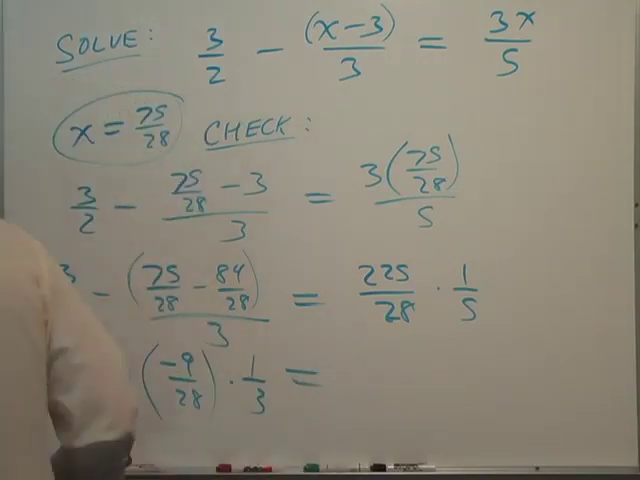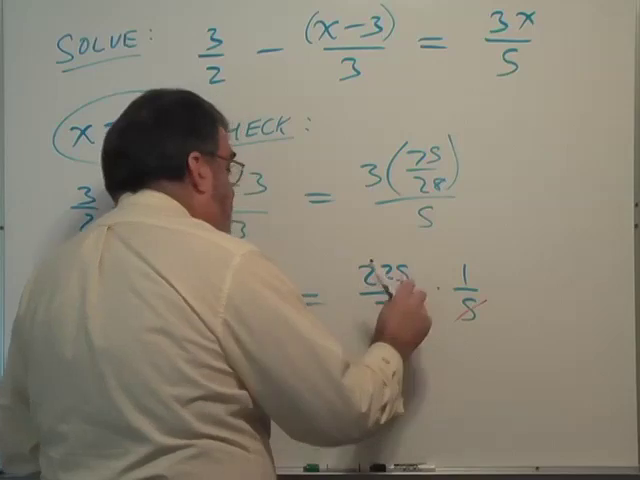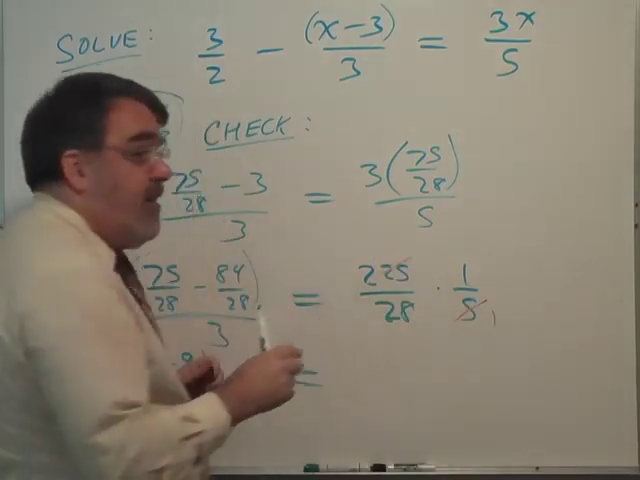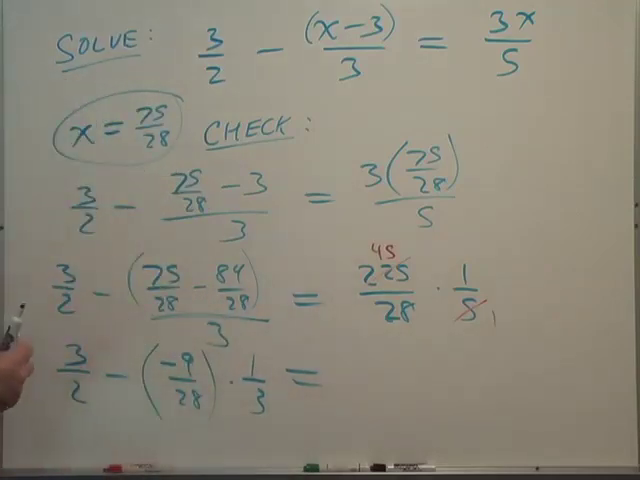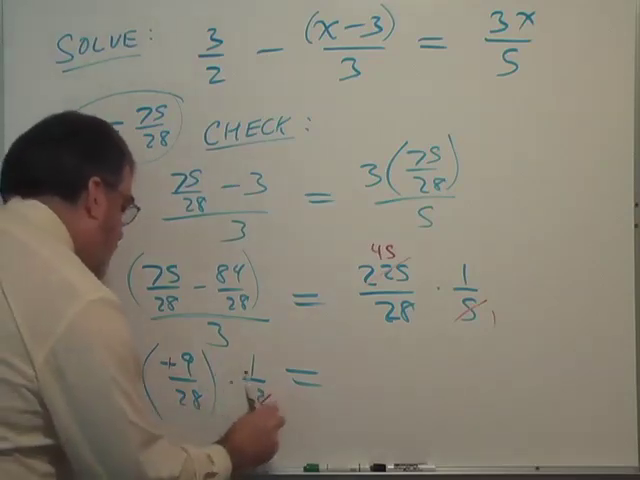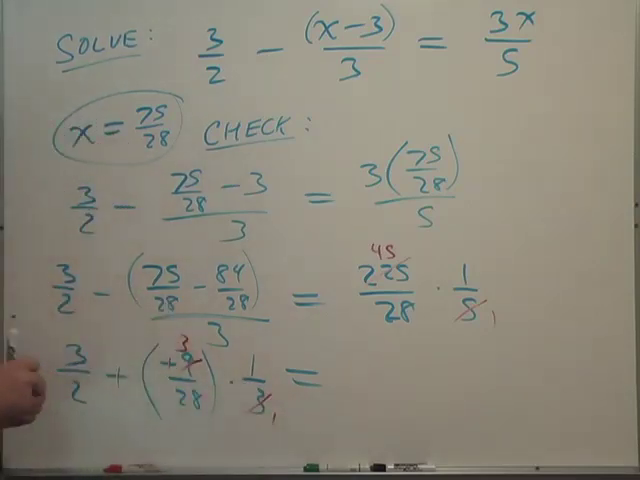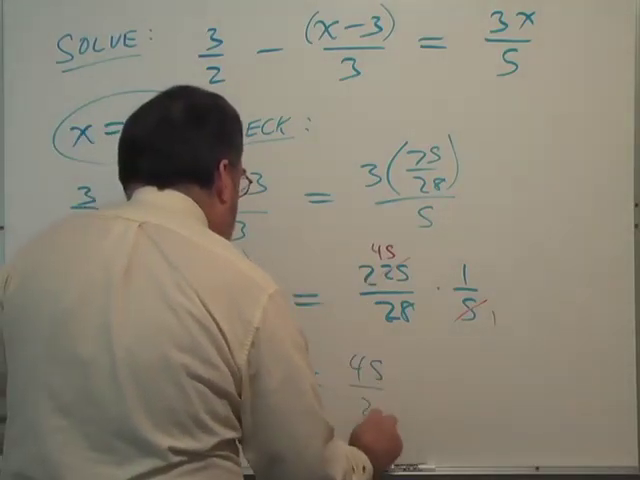Equals, over here, 5 will cancel with 225, 45 times. That helps. Down here, those negatives will cancel, and the 3 cancels the 9. So I've got, let me write this, this is 45/28.